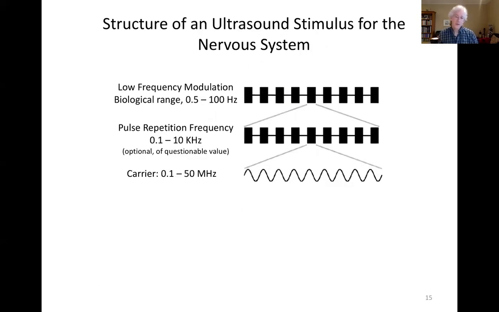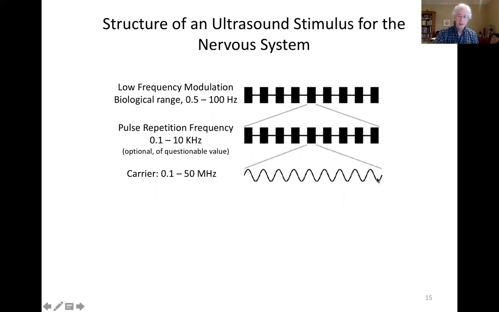Now, I want to first talk generally about the structure of ultrasound stimuli that have been used for the nervous system. Whenever you read a paper about ultrasound neurostimulation, you should immediately look at the stimulus structure, because they can vary greatly from paper to paper. There's little standardization, and in some cases it's not clear why people chose the stimuli that they did. So it's really something that one should pay attention to.